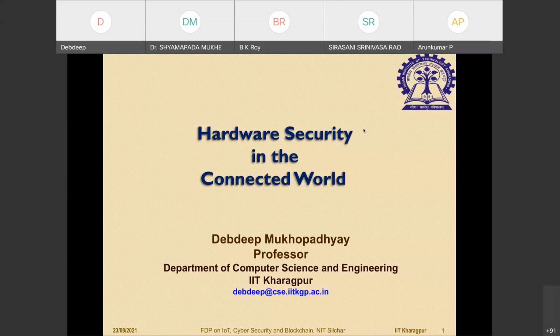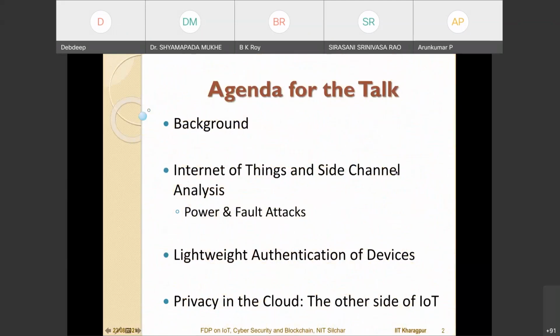The agenda of my talk will be roughly divided into these 4 components. In the first part, I will talk about the background. Essentially here, I will give a bit of an overview of some of the work that we have been doing at IIT KGP, specifically in our laboratory, which is called the Secured Embedded Architecture Lab.